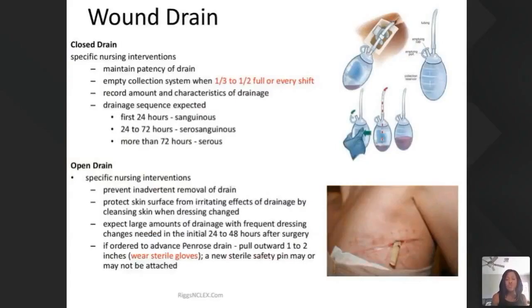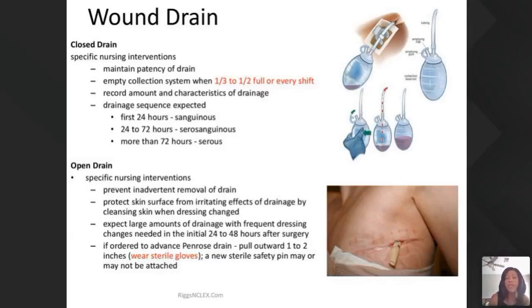Wound drainage. Sometimes a patient will have a closed drain, sometimes they'll have an open drain. Your closed drains are more like your Jackson-Pratts, like you can see here in this picture. With the Jackson-Pratts, we squeeze them, and as they inflate back, they pull out that fluid. So we empty them when they're a third or half full. You don't want it being more full than that. Pay attention to the type of fluid that comes out. It depends on the number of days post-op.